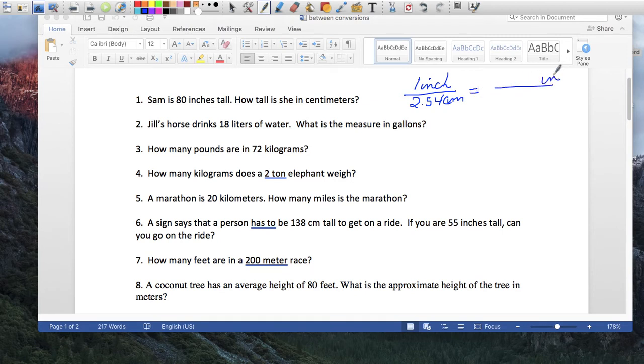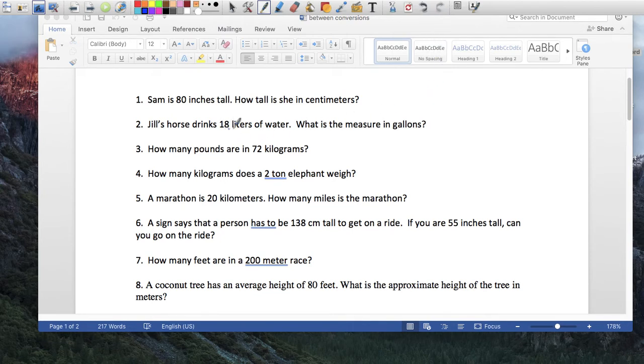Okay, so let's find out how tall she is in centimeters. Inches go on top, centimeters go on the bottom, and 80 times 80, and then times 80, which is going to be a really tall person. 203.2 centimeters, I'm sorry. Okay, that's really tall. I mean, to give you an idea, I'm 1.78 meters. So she's a very tall lady.